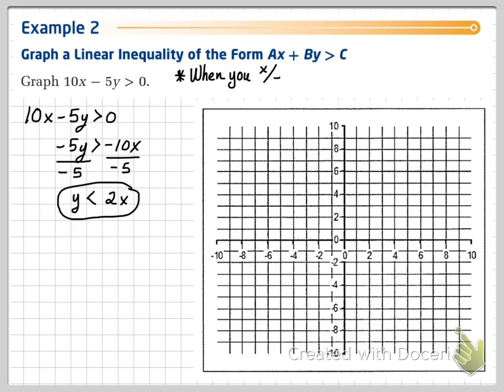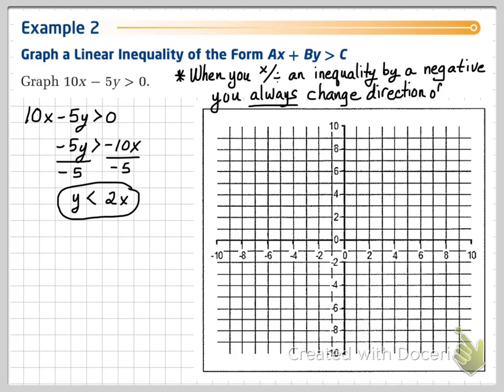If you'll recall, when you multiply or divide an inequality by a negative number, you will always change the direction of the sign. Why is that? Well, let's look at an example. If negative 6 is less than negative 3, which it is, that's a true statement, I can now divide both sides of my inequality by negative 3. When I do that, on the left side I'll get positive 2. On the right side, I will get positive 1. Now you'll notice that 2 is greater than 1. And so to make sure that I keep it a true statement, I have to change the direction of my inequality. This is an always.